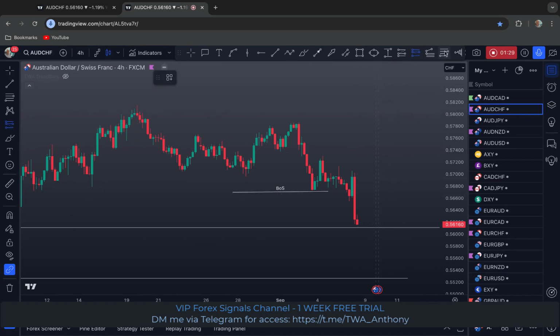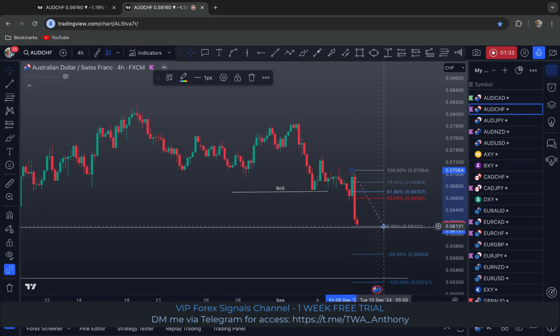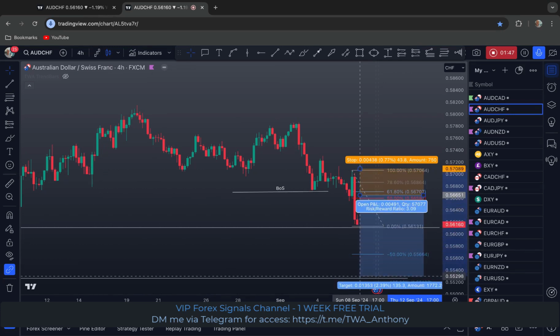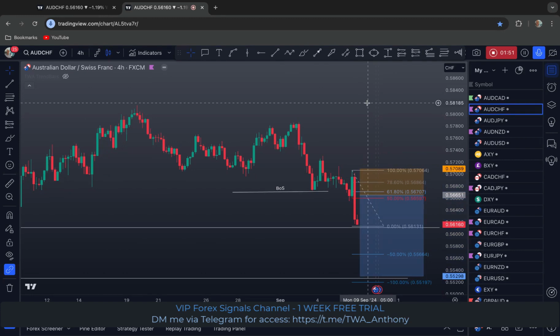So let's just say we see a retracement into equilibrium. Then I'd be looking for a possible short around this low here. That's one idea. Stop above the high, and then we could go for that's a 3R target. Well, that's idea number one.